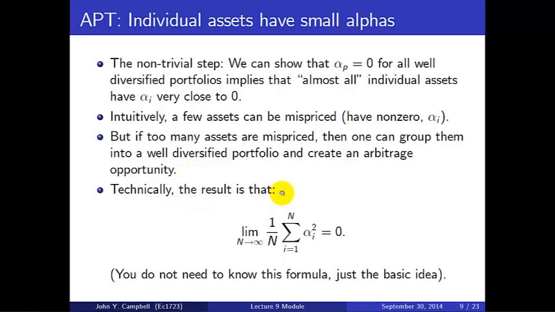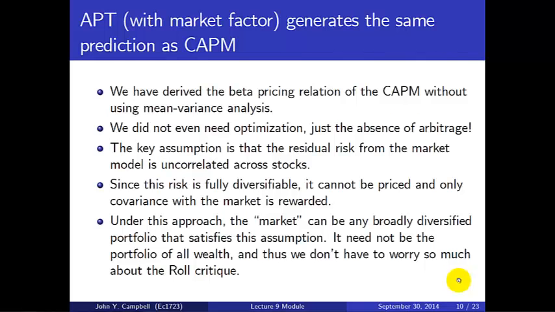So the technical result is that as the number of stocks available increases, the average squared alpha goes to 0. As it goes to 0, the limit is 0. So for a large n, this average squared alpha is going to be very small, and the more stocks are available, the smaller that average squared alpha has to be. Now you don't need to know this formula. I'm just trying to give you the basic idea.